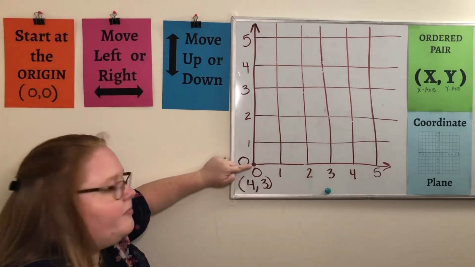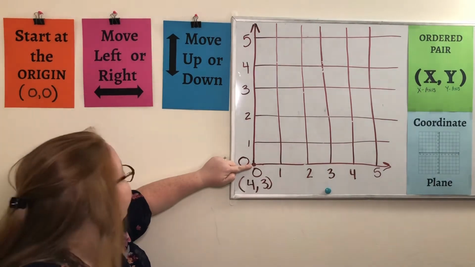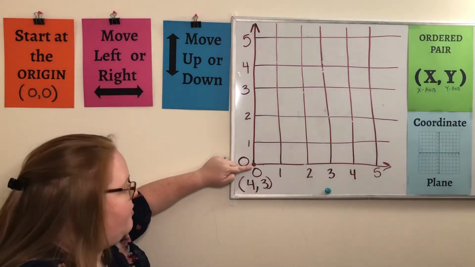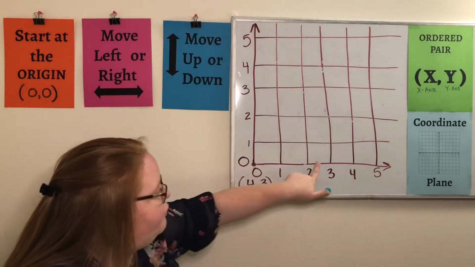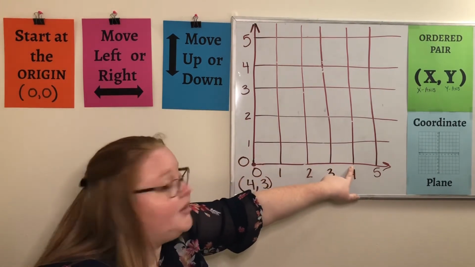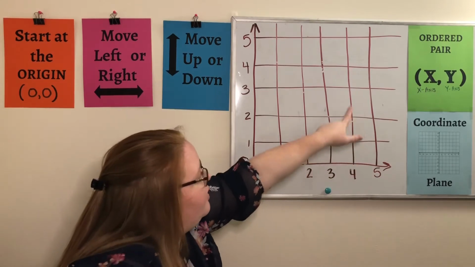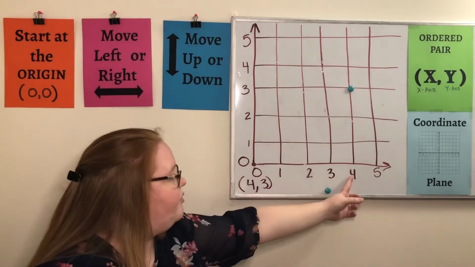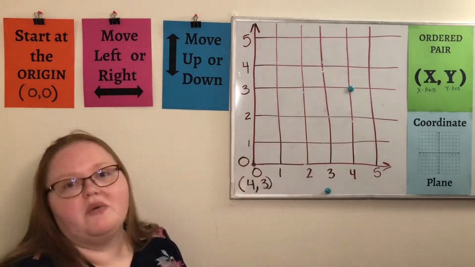Okay? So the first step is to start at the origin. Here we are. The next step, remember, pink, move left or right. So we have to crawl before we can climb. We're going to crawl over to 4, and then we're going to climb up to 3. Right here is our ordered pair 4, 3. That's where the point would be on the blue dot.